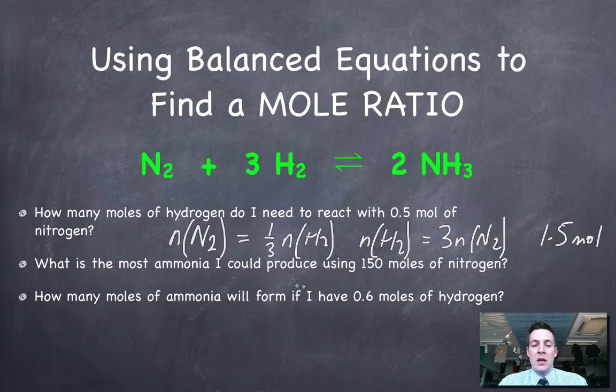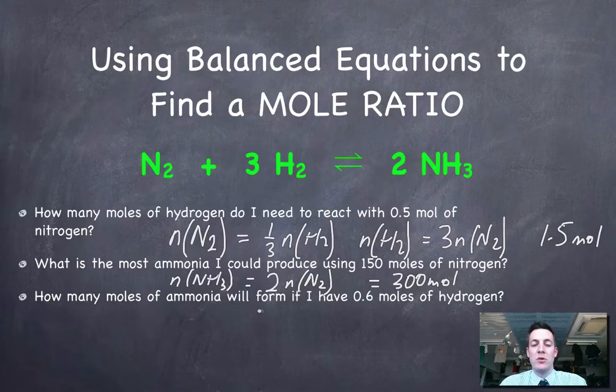Okay. What is the most ammonia that I could produce if I had 150 moles of nitrogen? Well, the number of moles of ammonia is 2. The number of moles of nitrogen in this balanced equation is 1. So the number of moles of ammonia is twice as big as the number of moles of nitrogen. So if I could get all these 150 moles of nitrogen to react to produce ammonia, then I'd have twice as many moles of ammonia, so that would be 300 moles.